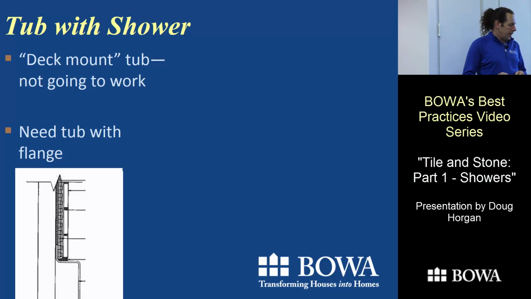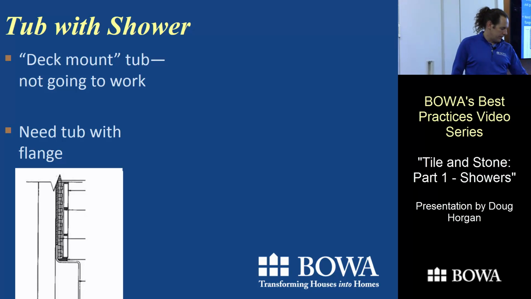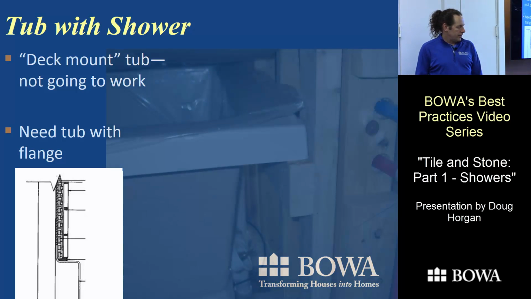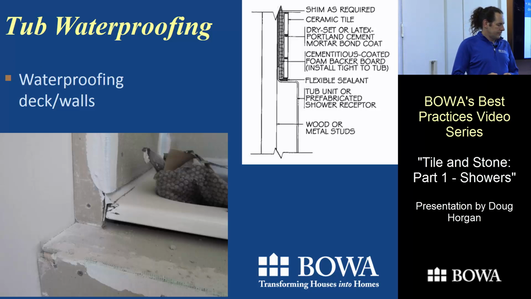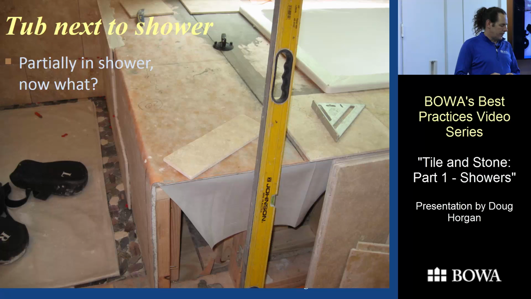This is a picture from the TCNA manual showing the flange turning up the wall behind the setting materials. And this is an example of a tub that does not have either a built-in flange or a flange kit. And that's pretty much guaranteed to leak, right? So we don't ever want to see that. Okay. Got to manage that water off the front edge too.